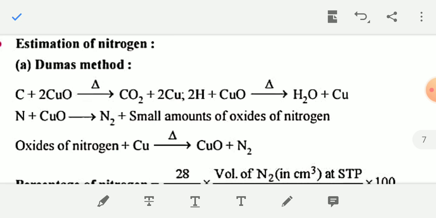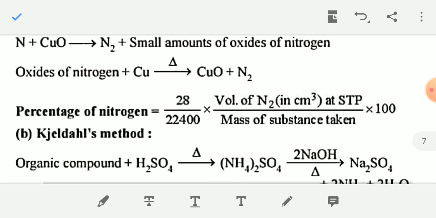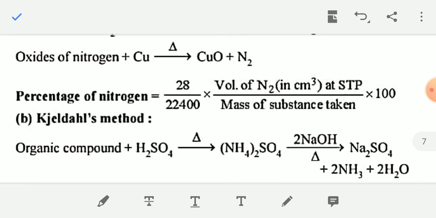Now estimation of nitrogen, the Dumas method. In this method also you have to treat the organic compound with copper oxide, and you get this reaction: C + 2CuO, heat, CO2 + 2Cu; 2H + CuO, heat, H2O + Cu. If nitrogen is present, the nitrogen will react with CuO to form N2 plus a small amount of oxides of nitrogen. The oxides of nitrogen combine with copper to form copper oxide and nitrogen.